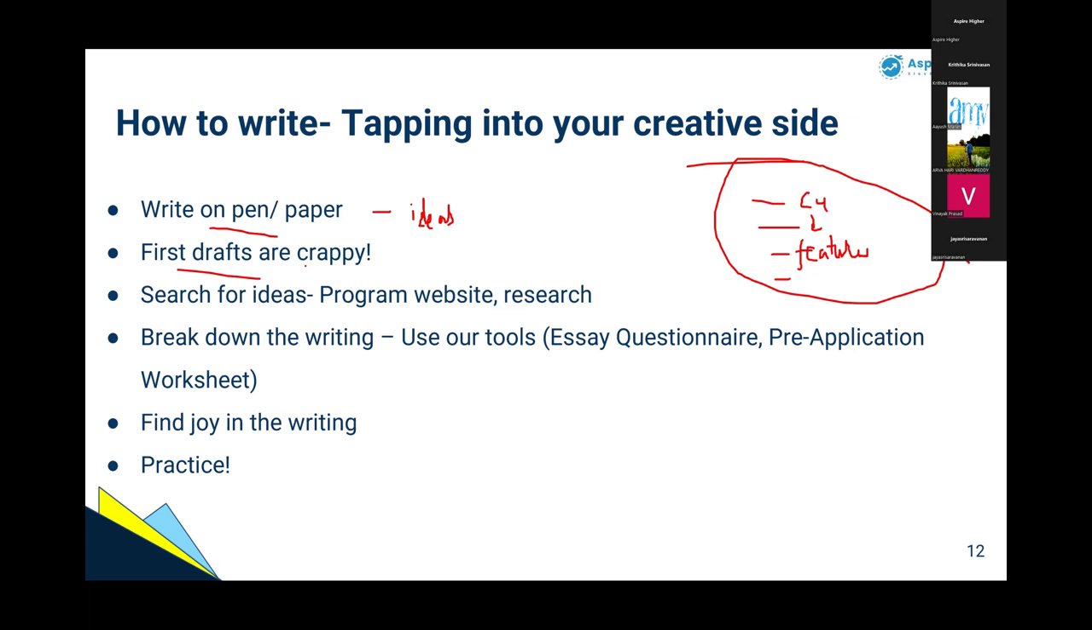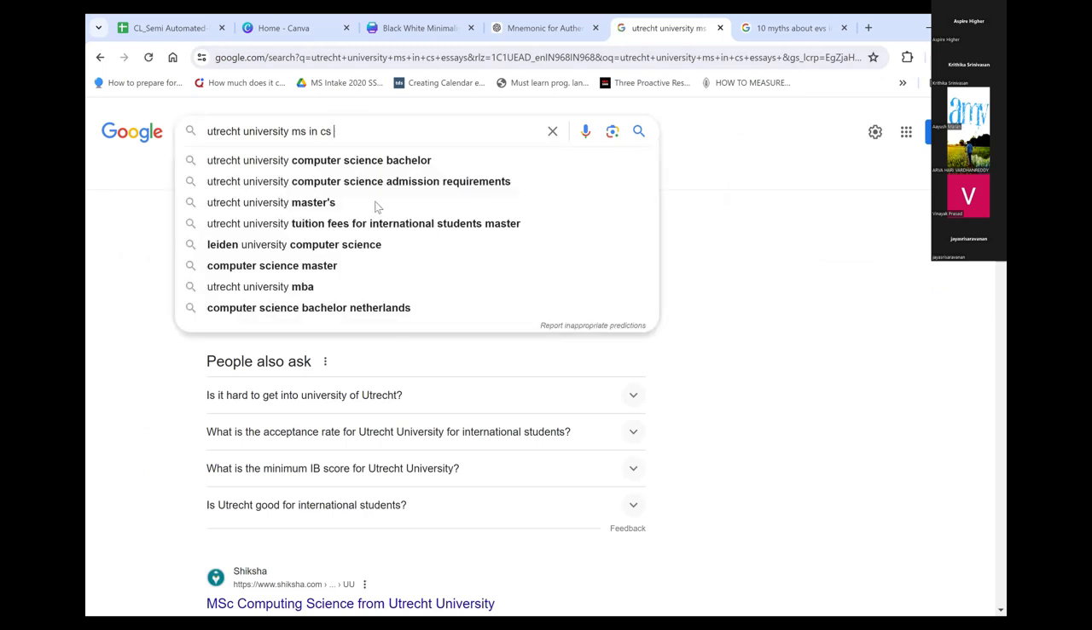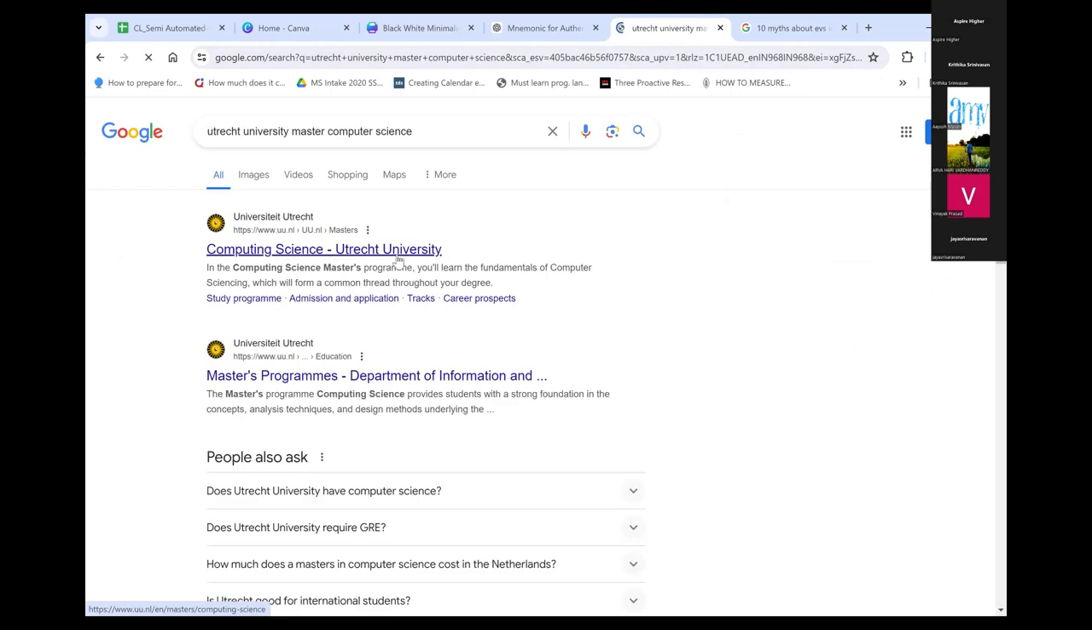The best way to think about Utrecht University, which I will tell you, is go to Utrecht University. So for example, I will go here, I'll put Utrecht MS and CS. I will see what is happening in the university. Why are they so famous or what's happening there? So when I go here, you will realize that there are multiple things that can stimulate my thinking.